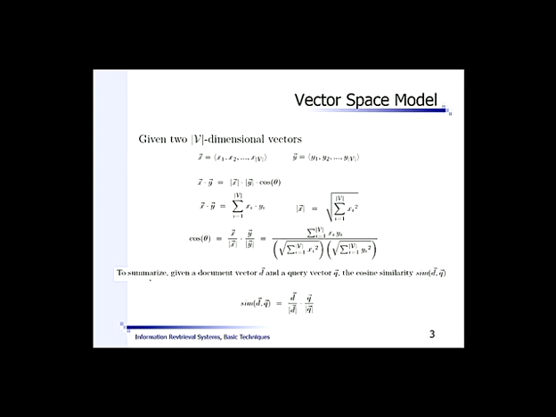So in the last lecture we discussed the vector space model in which every document is represented as a vector and a query is also represented as a vector, and the similarity between the given documents and the given query can be calculated with this simple math.